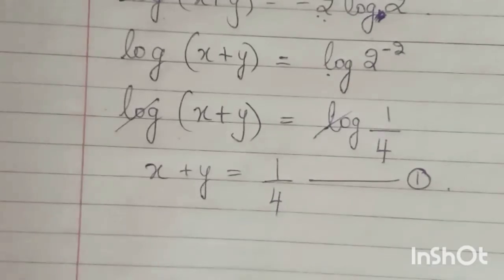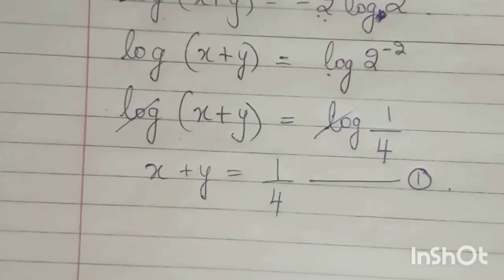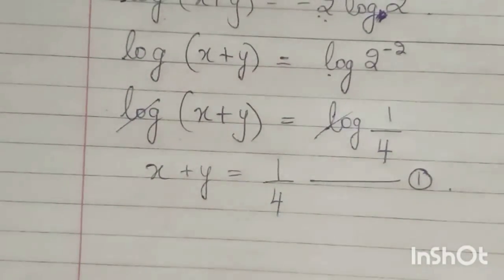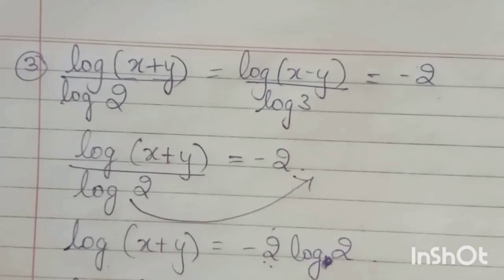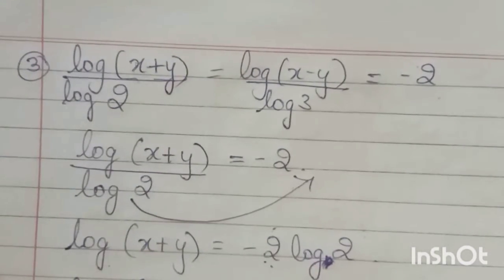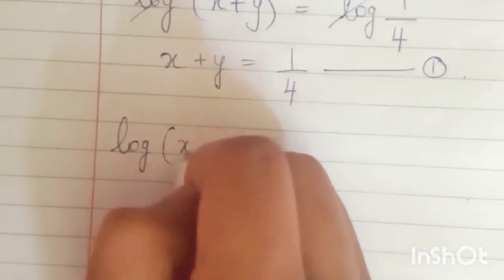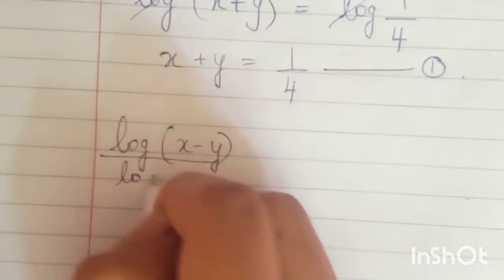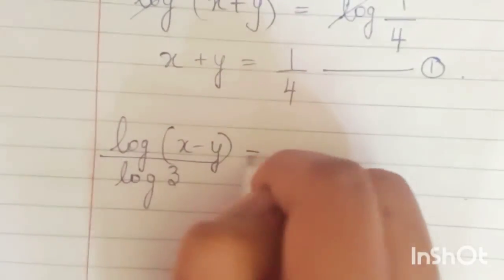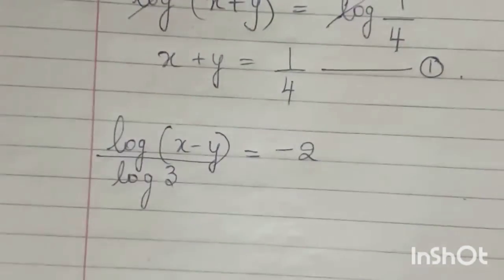Now what about my second equation? For that, I have to take x minus y. This is the question. Log x minus y by log 3, that is also equal to minus 2.